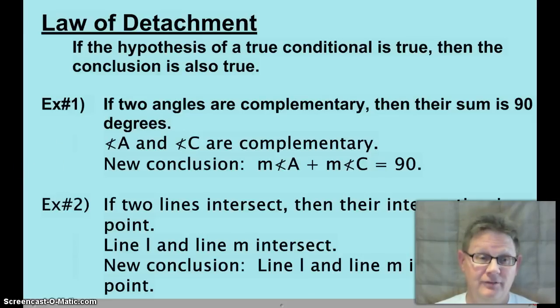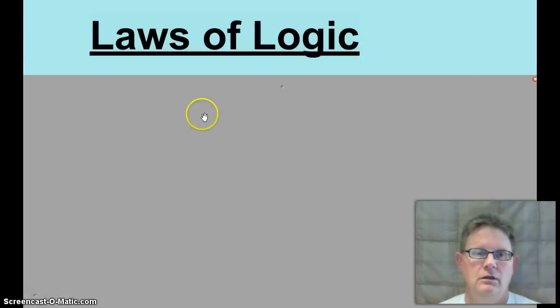That's the law of detachment. It's like the hypothesis and the conclusion are detached from one another. That's why it's called the law of detachment. Up here in this if-then statement, the hypothesis and conclusion are attached together, but when we look at specific examples, those are detached. The next law of logic is the law of syllogism.